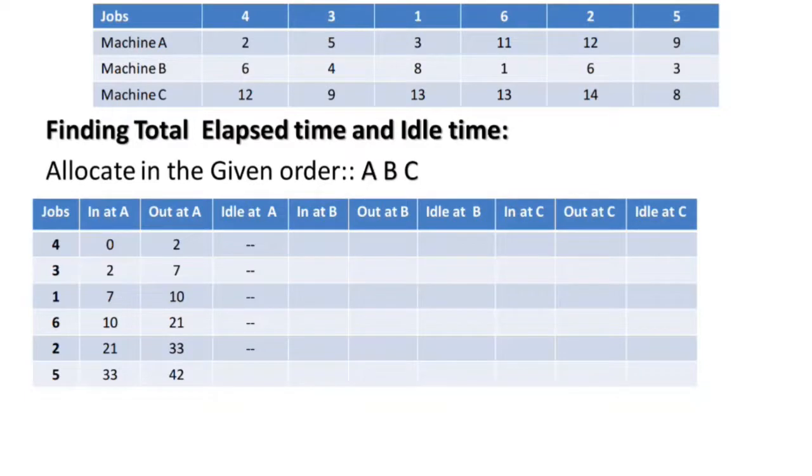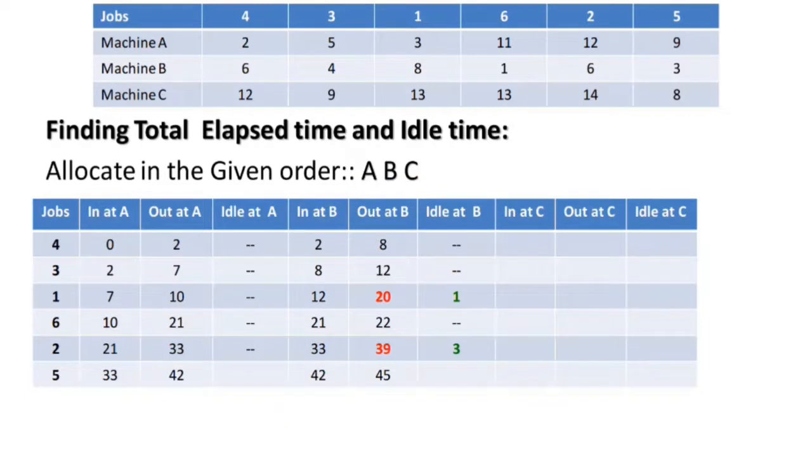Here we can see that the idle time for A cannot be calculated initially because we need to calculate the total time required for all the processes. Once the allocation for machine A has been done, now we can go for machine B. Here the in time for machine B for job 4 will be 2 hours because A takes 2 hours to complete its job 4. The table for machine B is as follows.